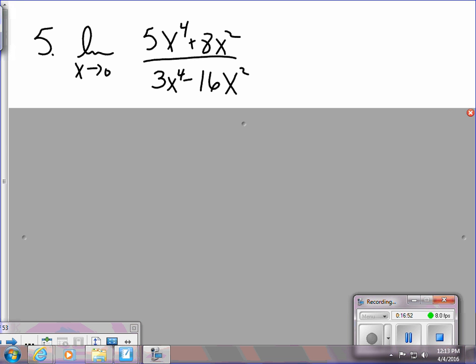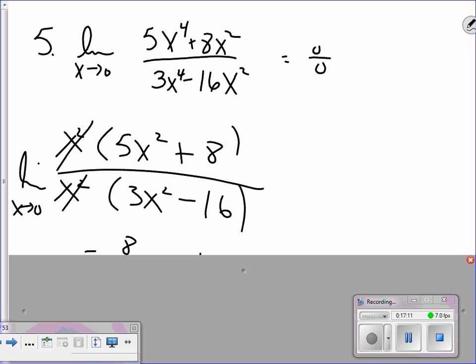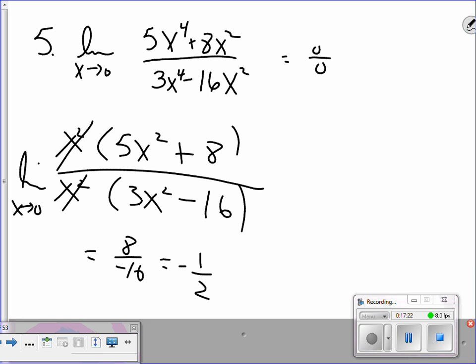Okay, number 5. X is approaching a constant, so you try to plug it in. You plug in the 0, you get 0 over 0. Oh no. That's indeterminate. So what did you guys do to get this one? Factor, cancel, substitute works easier on this one. So if you factor out the x squared and cancel it, but don't forget, then you still have to substitute the 0 into the reduced form, and you get 8 over negative 16, which is negative 1/2.